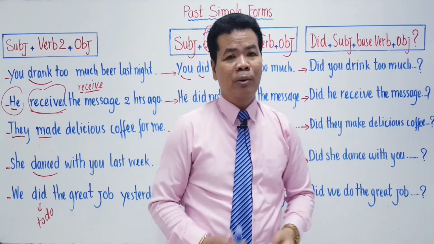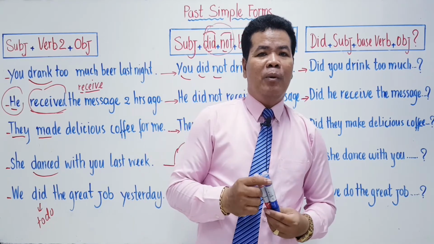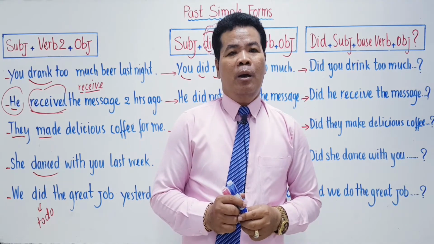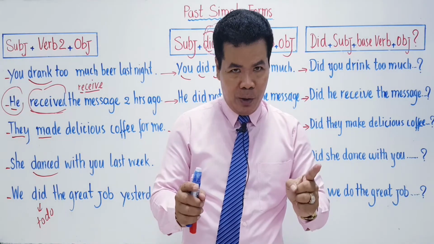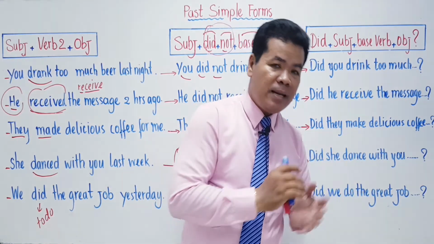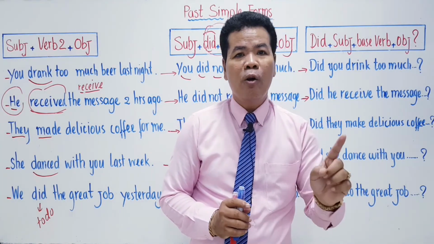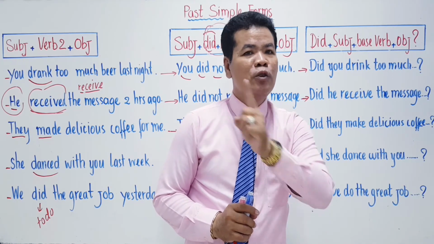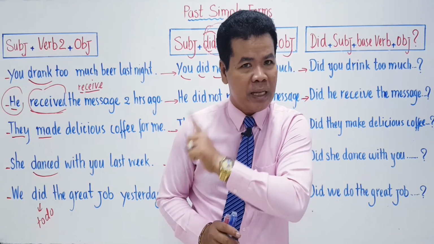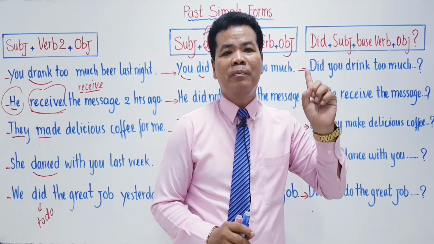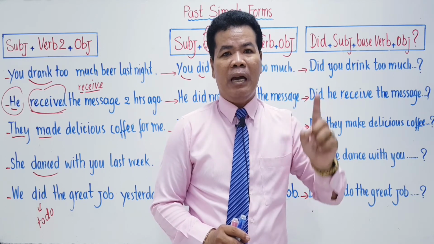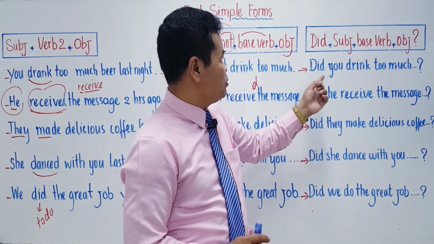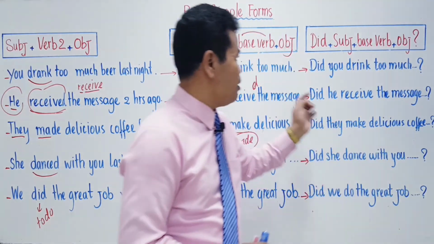As I told you, you use the second verb or past simple verb only in positive sentences. When you use past simple in negative and question sentences, there is no more second verb. There is no more past simple verb. The past simple verb you use in the positive sentence goes back to the base verb, okay? The base verb. It means to do, to eat, to drink, something like that, right? Now, let's go.